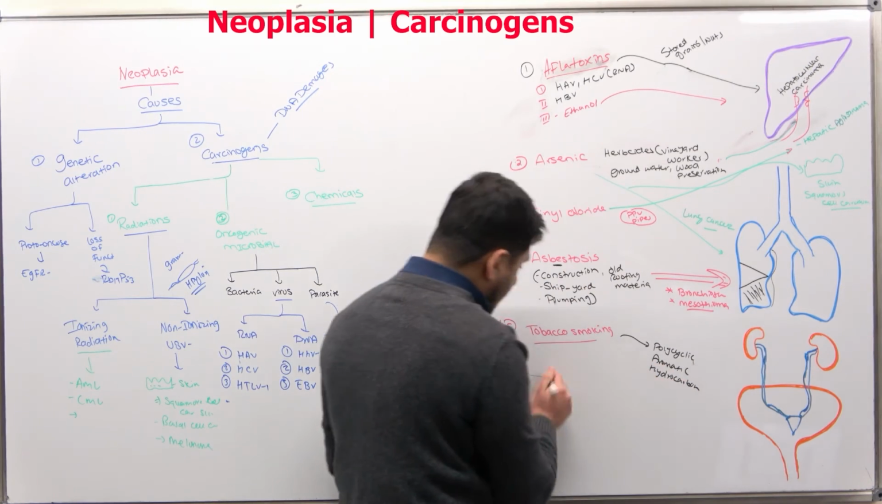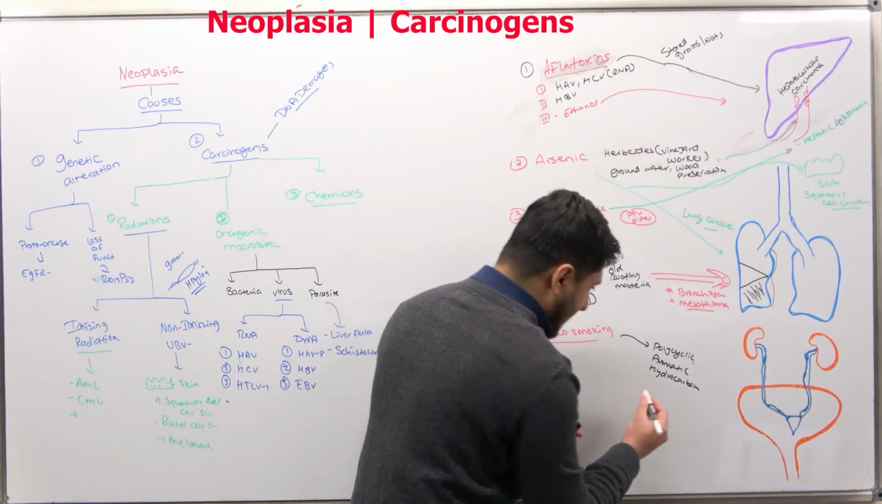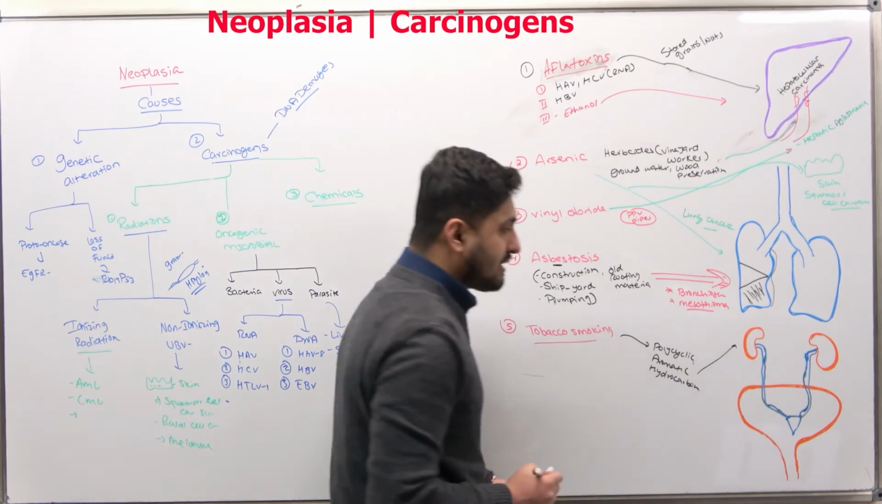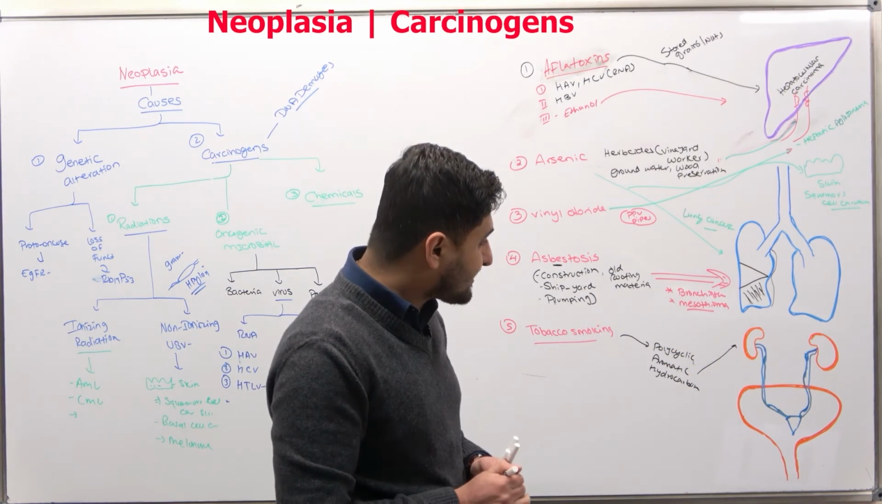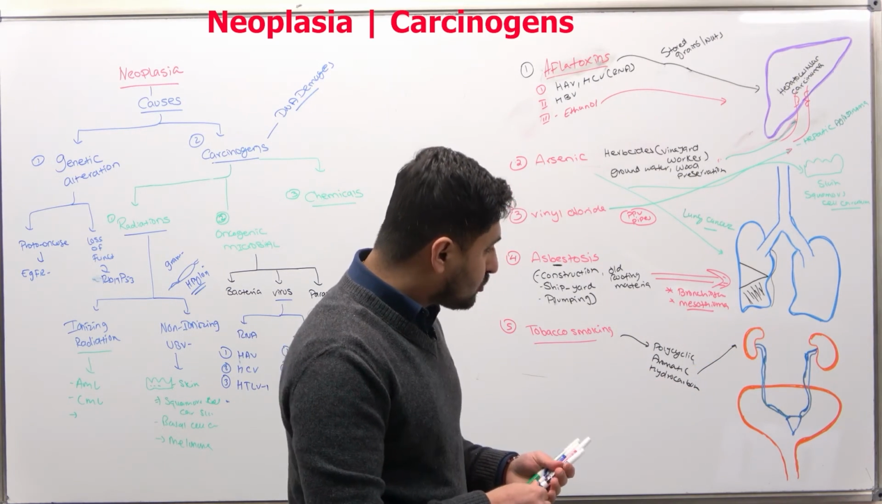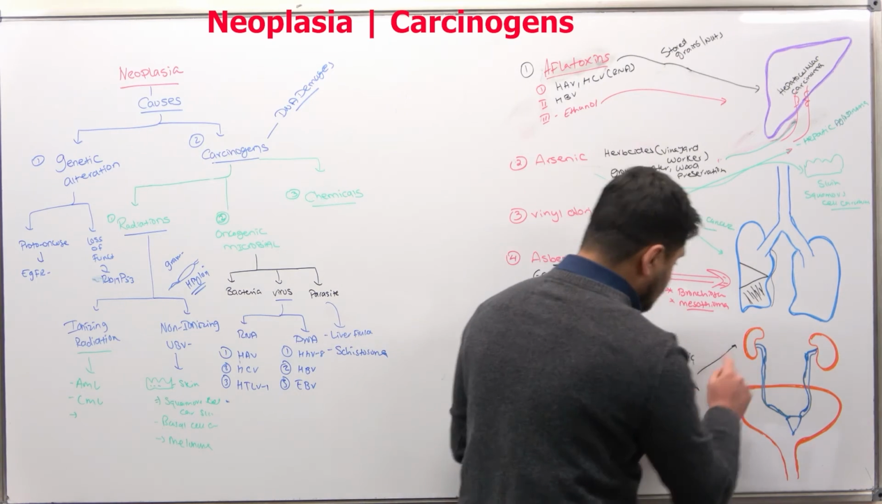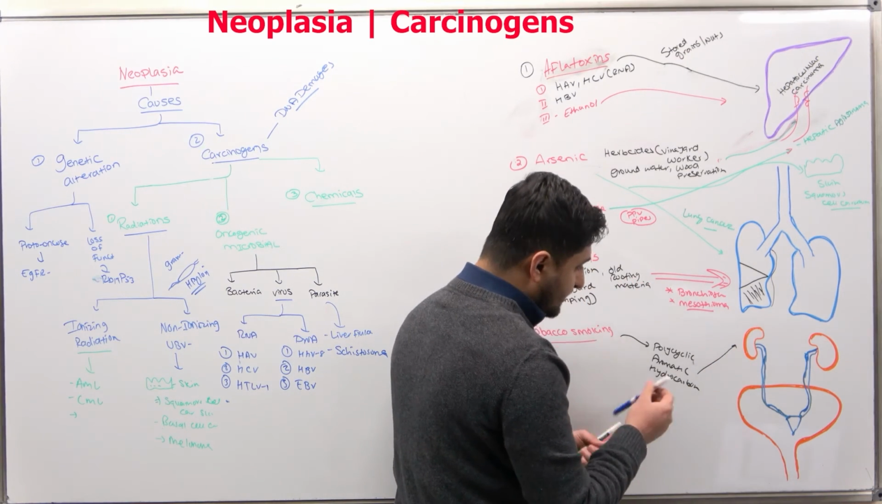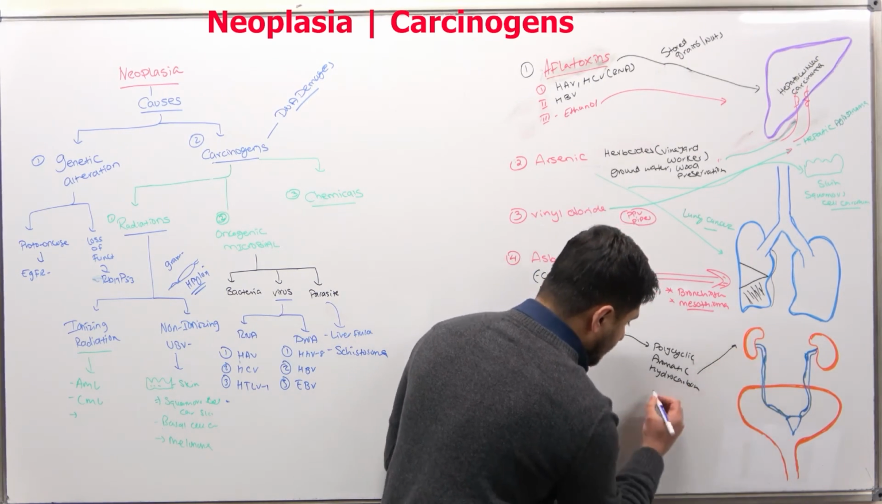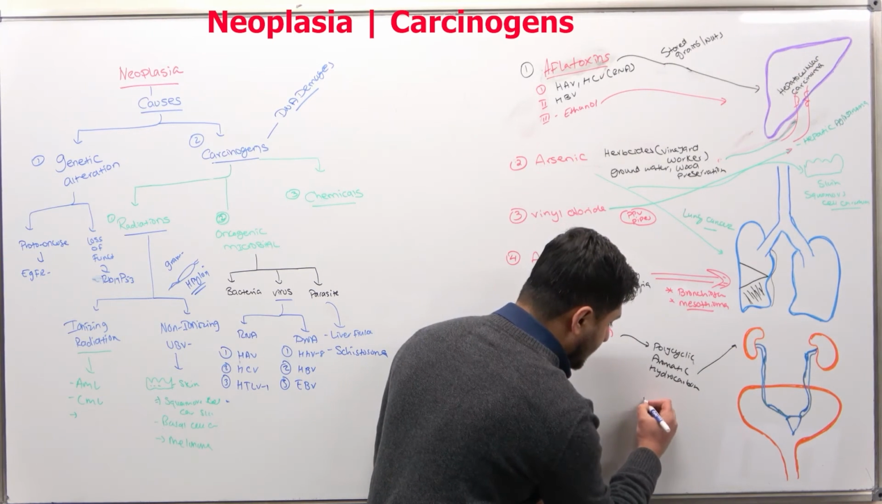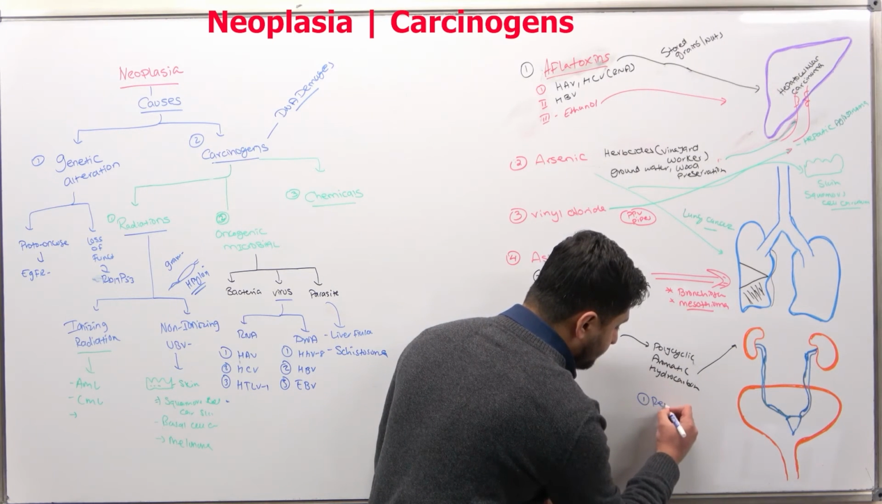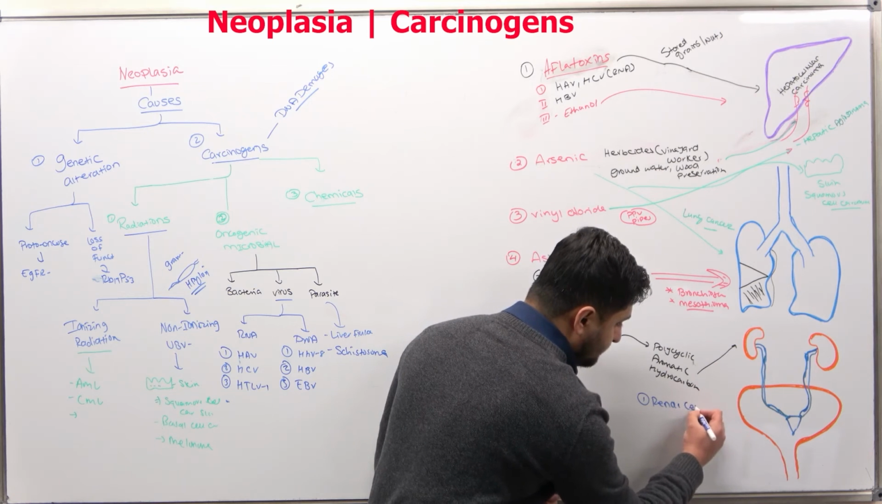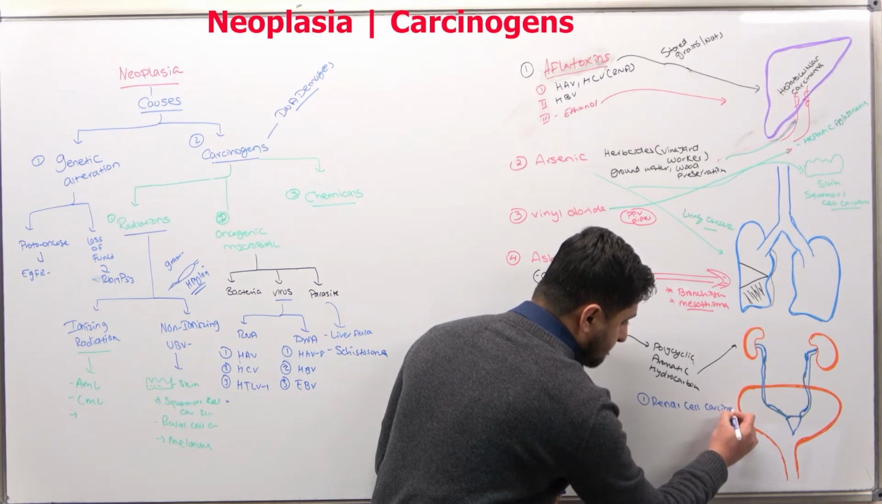And remember, tobacco smoking can damage this organ right here. What is this called? Kidney. It can affect the kidney, and what can it give you? Let me write it down here. It can give you a condition called renal cell carcinoma, because it affects the kidney.